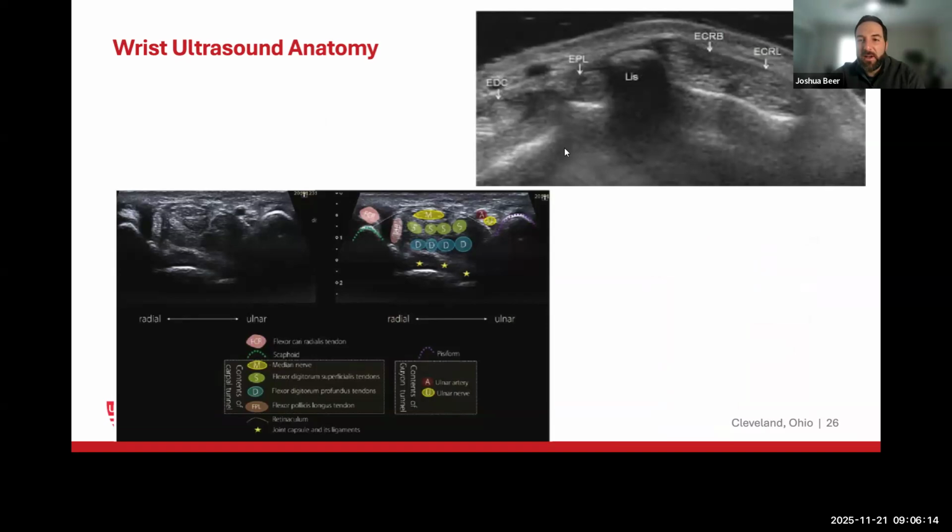Briefly with wrist ultrasound, your home base on the dorsum of the wrist is going to be Lister's tubercle. This is going to be the second, and then the first is down here further, with the first and second compartments on one side, and the third through sixth on the other side. Then from the home base on the anterior aspect, you want to see your median nerve, your superficialis, the profundus. The only other tendon that's in the carpal tunnel is going to be your FPL.